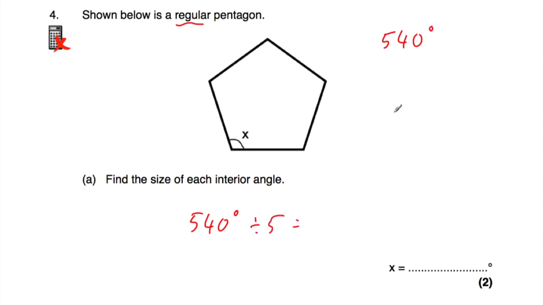And it's a non-calculator question, so we're going to need to do 540 divided by 5. 5 goes into 5 once. 5 goes into 4, well, it doesn't, so it's going to be 0 remainder 4. And how many 5s go into 40? That'll be 8. So it means that each angle is 108 degrees. So let's write that down, 108 degrees. And that's it.